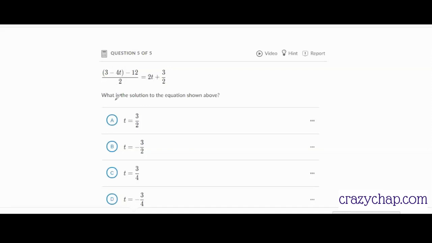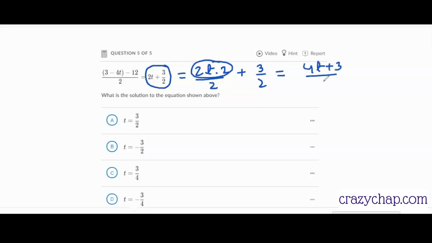Have a look at question number 5. The question says this equation is given and we have to find the solution of the equation. So we'll solve for t. Let's make the same denominator on this side. To do that, we multiply 2t up and down by 2, because 3 over 2 has the denominator 2. This becomes 4t plus 3 over 2. Both sides have denominator 2, so we can cancel them. I hope it makes sense.